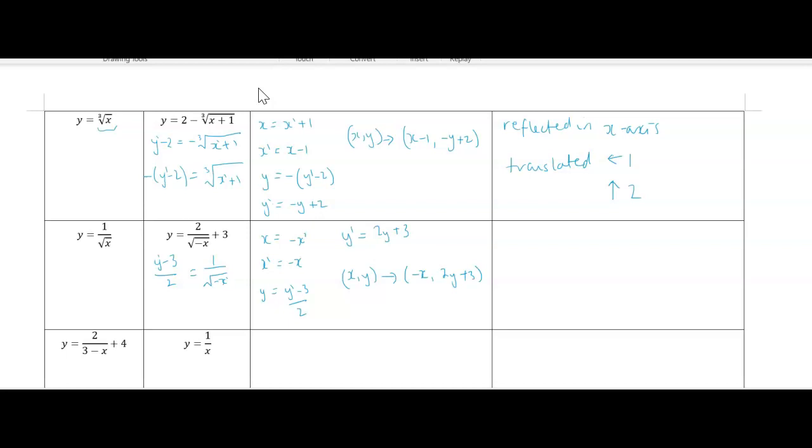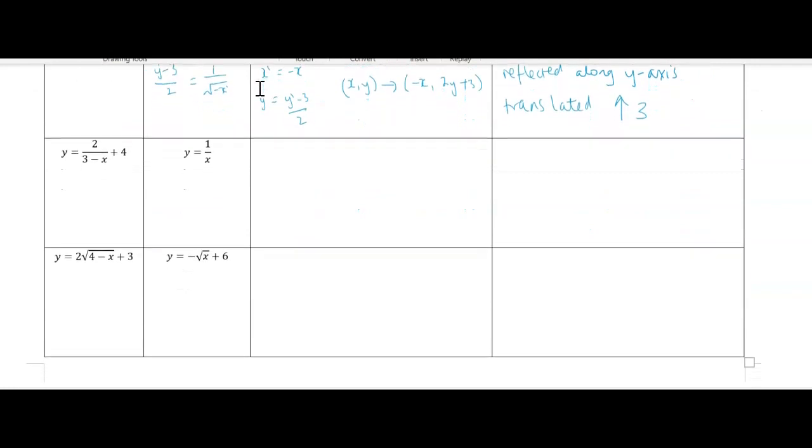Okay, so remember we do our dilations first and then our reflections and our translations. Sometimes it doesn't really matter if you do reflections first, but we're just going to do dilations first. So dilated by 2 from the x-axis. We had a reflection, so reflected along the y-axis, and then we'll do our translation. So we've only had a translation up by 3.